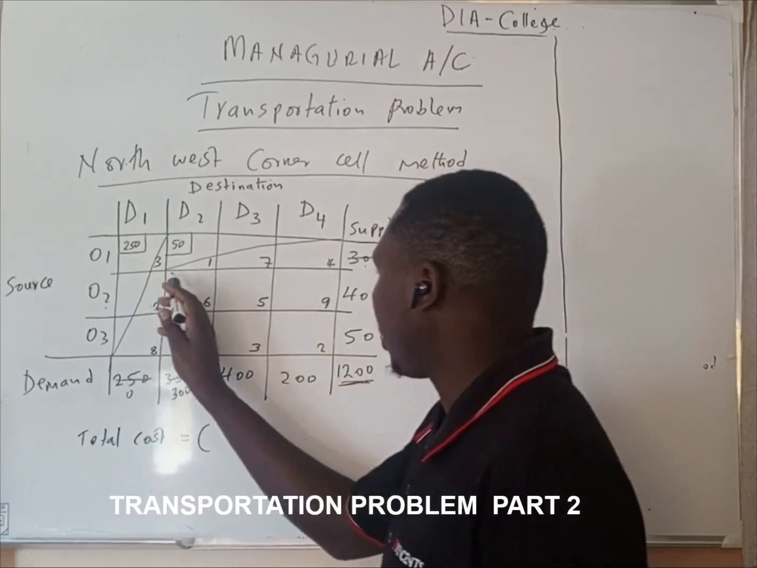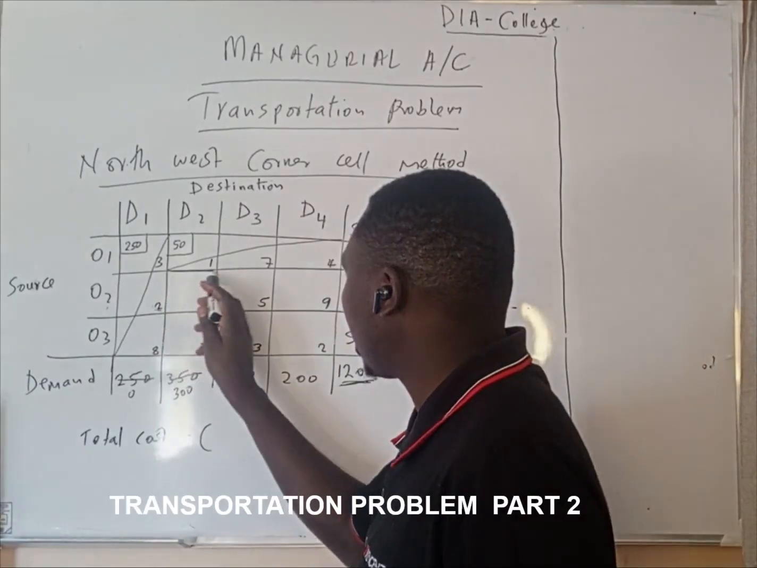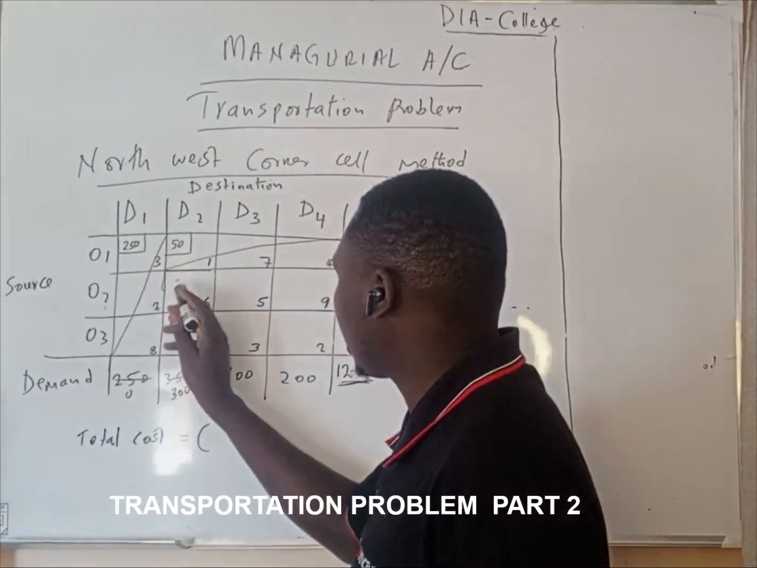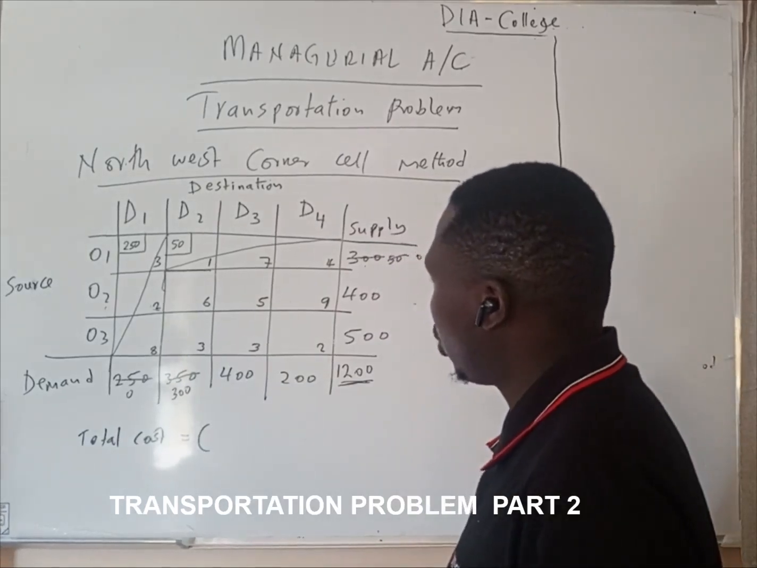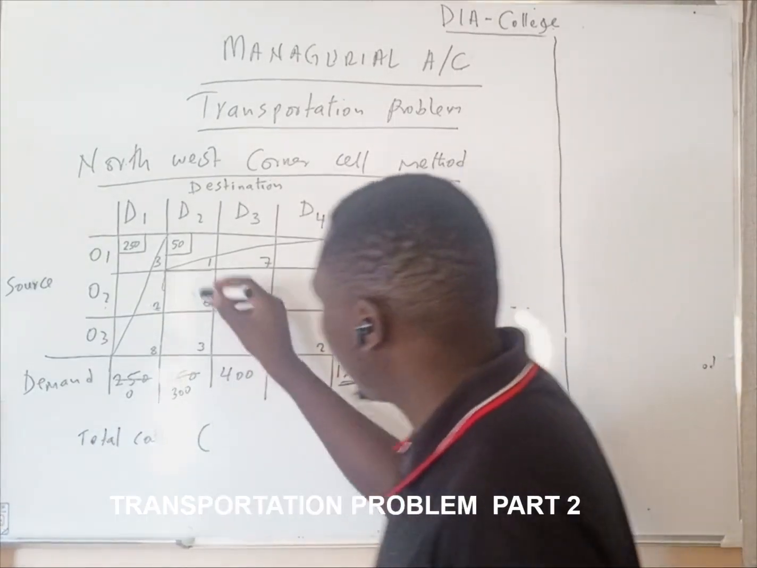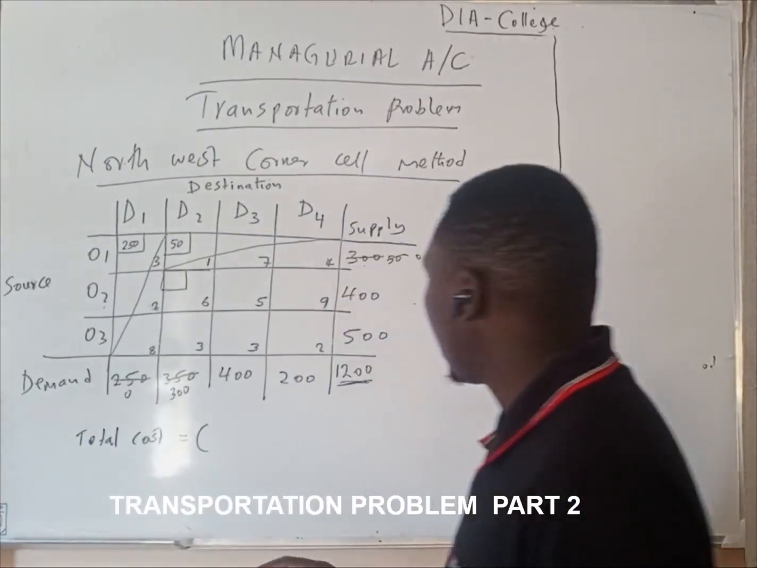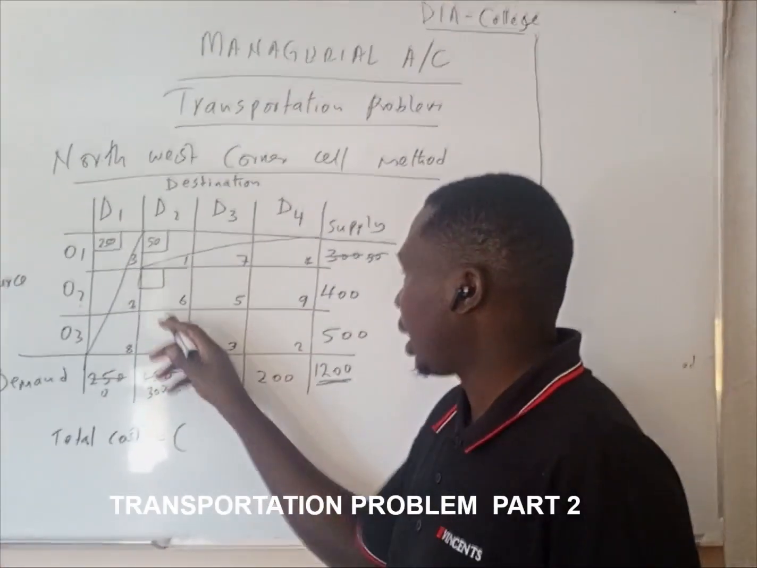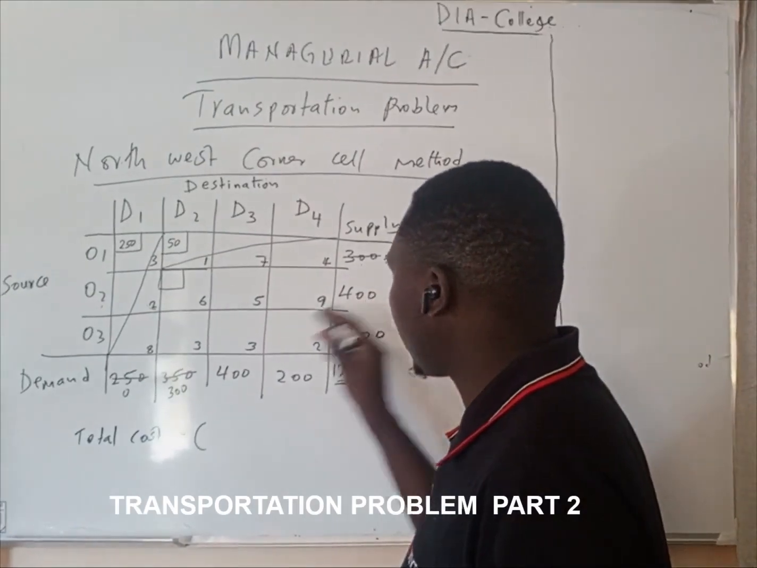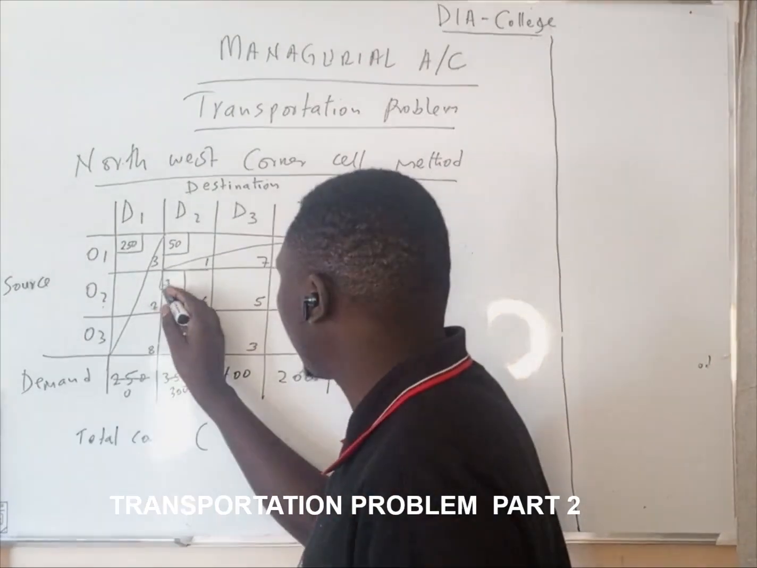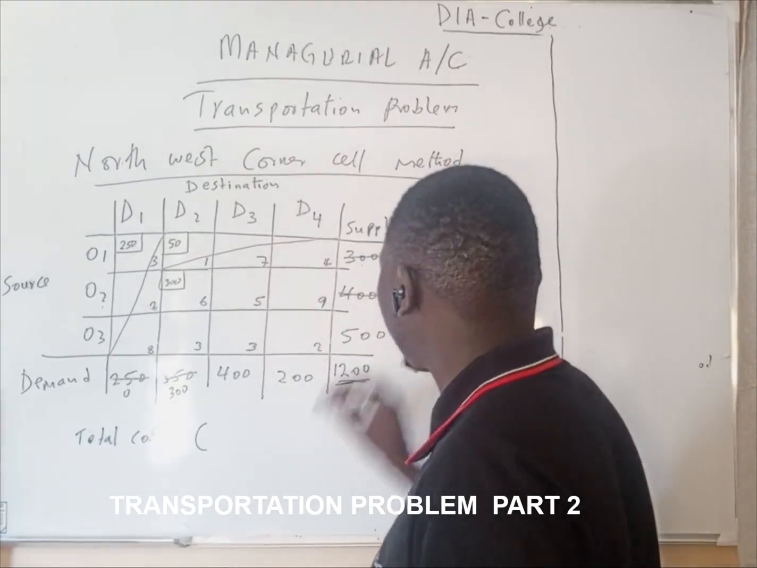So I have only these cells remaining. From my cells, the most northwest corner is this cell, O2, D2. This cell is going to be our northwest corner. I look at the demand. The demand again here is 300, and the supply is 400. So I'll give 300, what it needs. What remains here is 100.